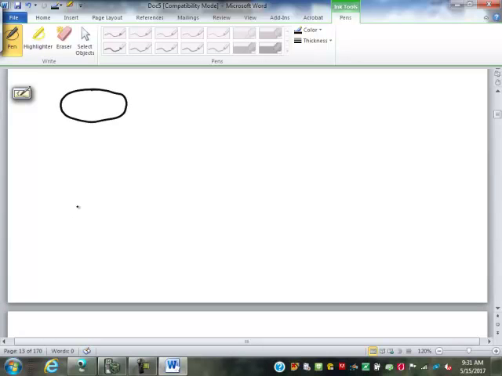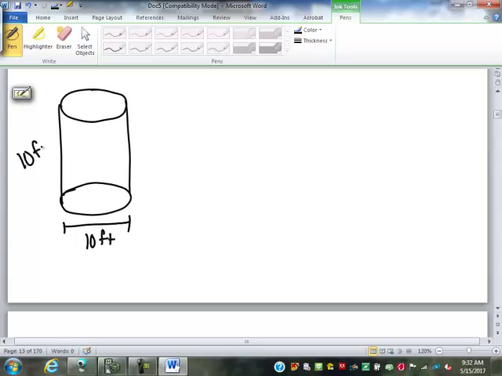So next, what would happen if I gave you a figure something like this? A cylinder with a radius, actually not a radius, we'll give you a diameter of 10 feet and a height of 10 feet.